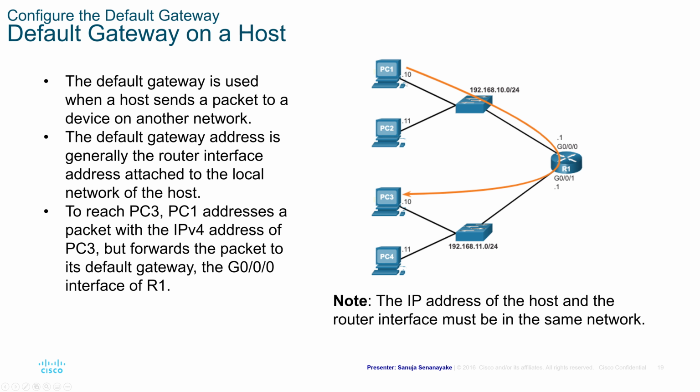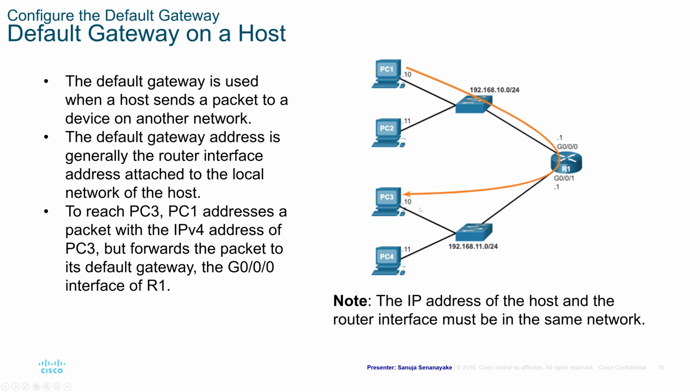So what PC1 is going to do is send a packet with the IP address of PC3, which is 192.168.11.10. However, the packet gets forwarded to the default gateway, R1, which sits between PC1 and PC3. The default gateway of PC1 is going to be G0/0.